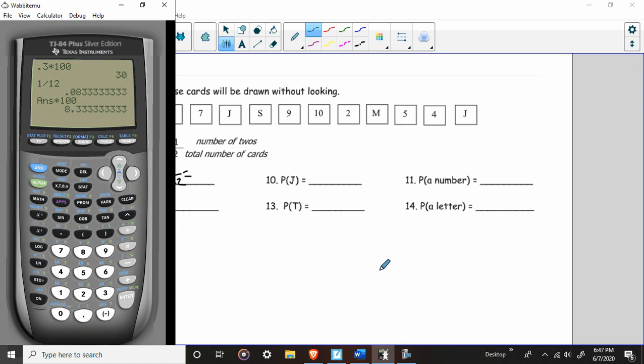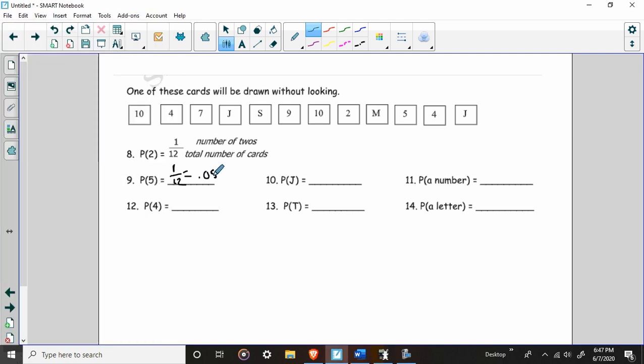So 0.083 repeating, which is 8.3%. Okay. Again, we're doing odds.